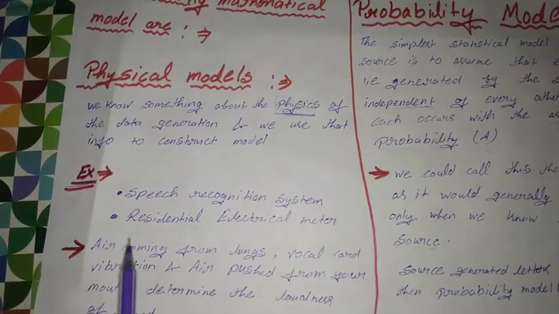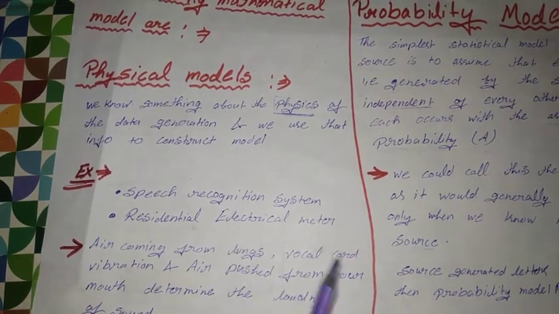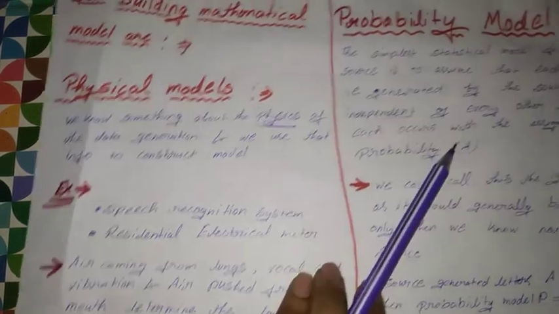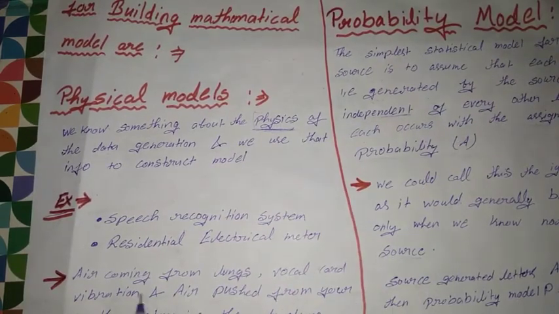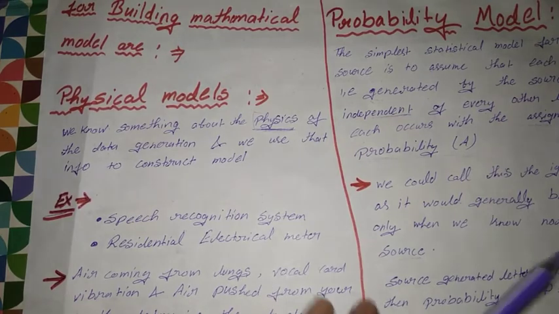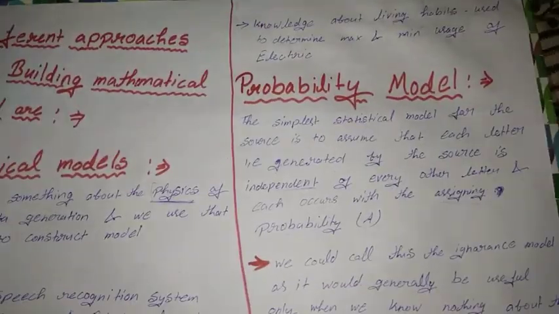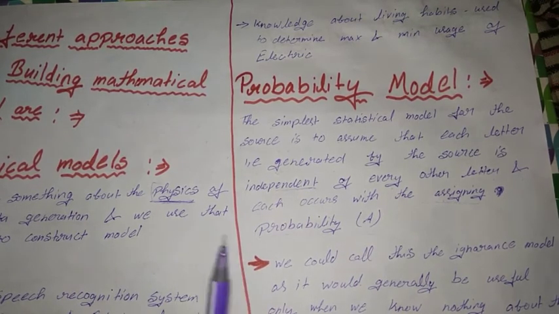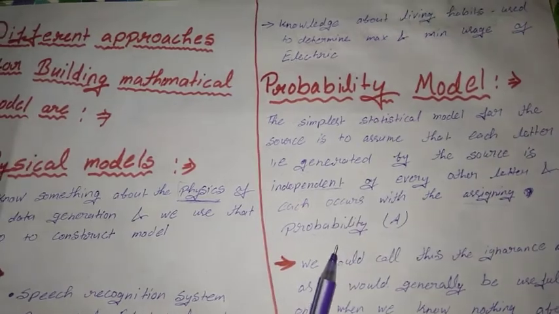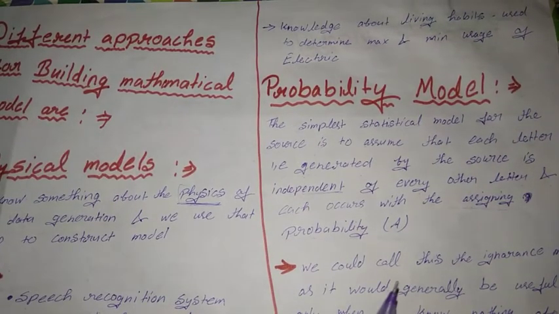Okay, we take another example like a residential electrical meter. If you make a residential electrical meter for any society, then you have some knowledge about the maximum or minimum electricity use of that society in a given period of time. Then according to that knowledge you construct a model, that is an example of a physical model.